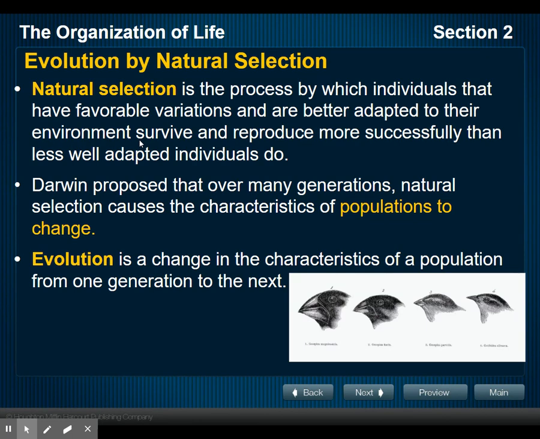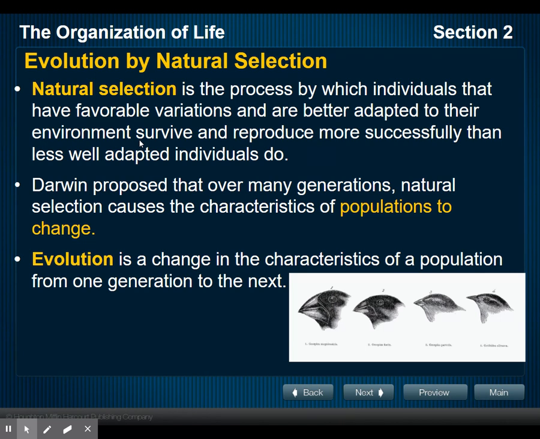And we said natural selection is a process by which individuals that have favorable variations and are better adapted to their environment survive to reproduce more successfully. So in order for evolution to occur, members must survive and reproduce. This is how you pass on your genes. And so evolution is defined as a change in the characteristics of a population from one generation to the next.